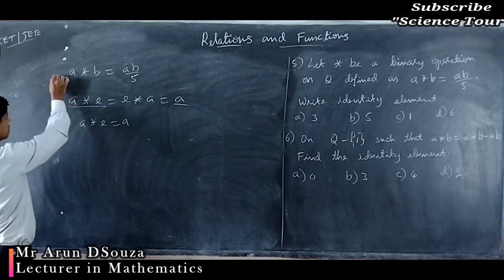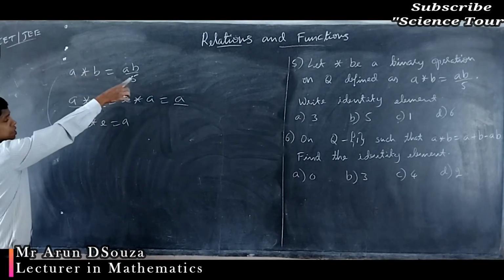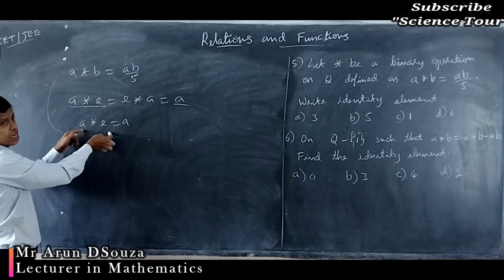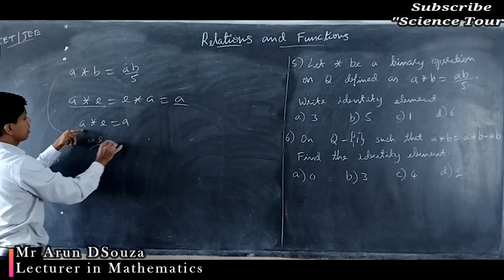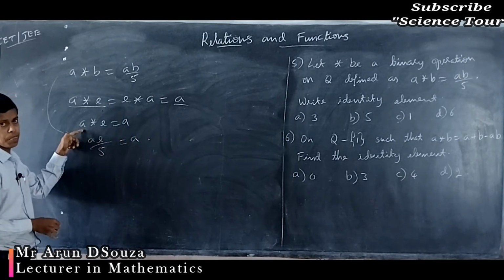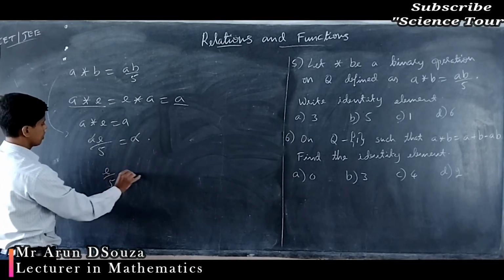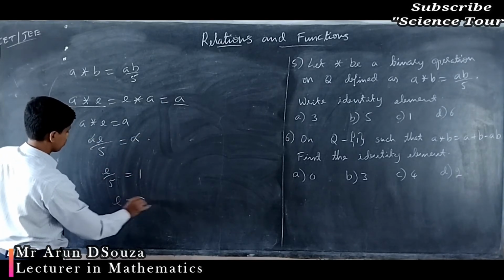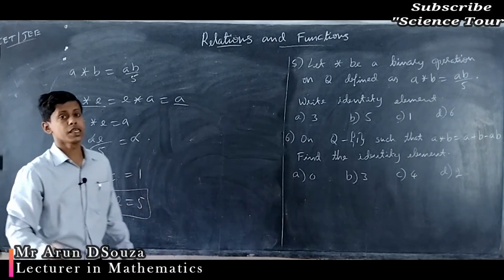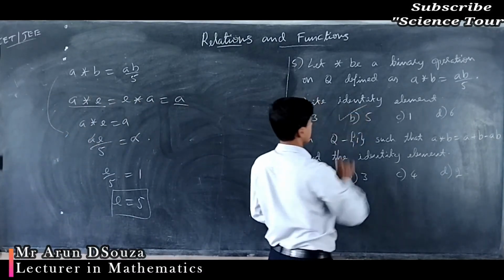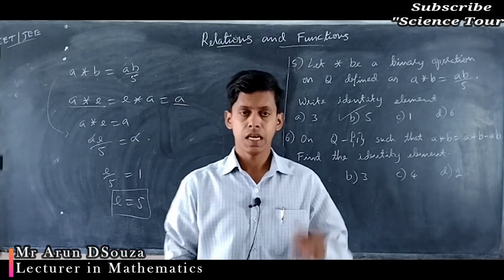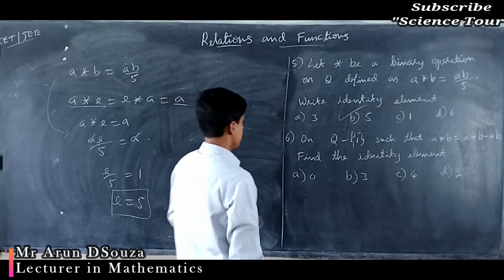Now what is A star B? AB by 5. So hence what is A star E? AE by 5, and that's equal to A, right? So you can cancel out A on both sides. So E by 5 is equal to 1, E is equal to 5, hence the identity element is 5, and that's option B, and that's the right answer.